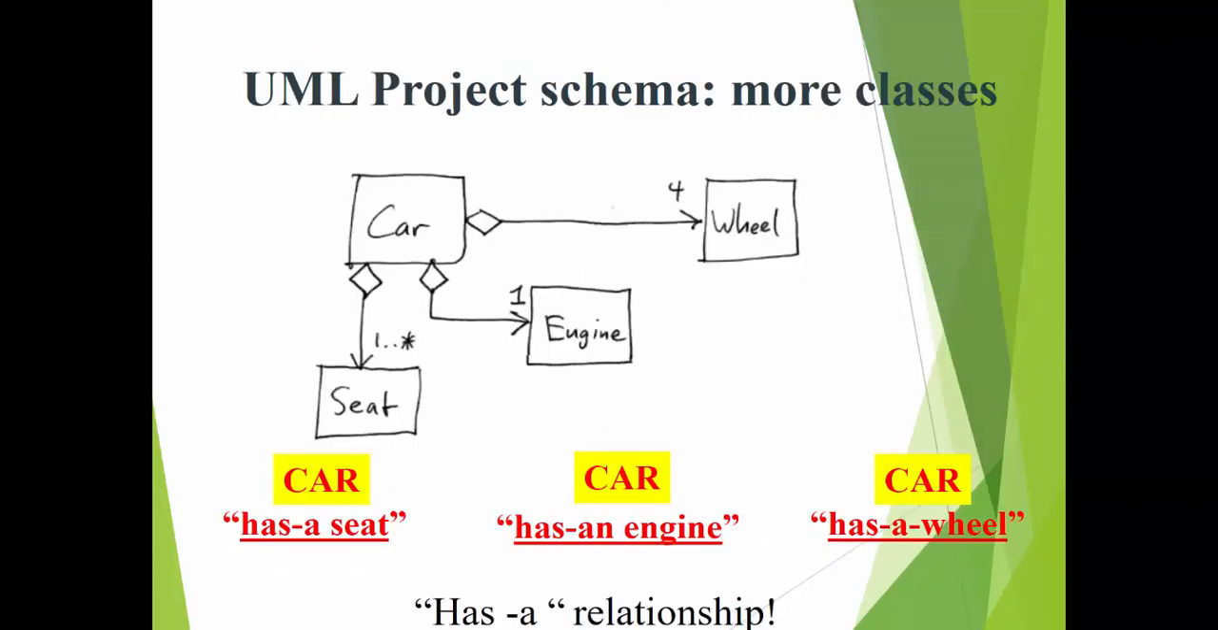In this diagram you see a relationship between the aggregate class car and the classes wheel, engine and seat. The number that you have here represents how many objects of this particular class are required in the relationship. A car has 4 wheels, a car has 1 engine, and potentially a car has from 1 to many seats. This is also a has-a relationship.